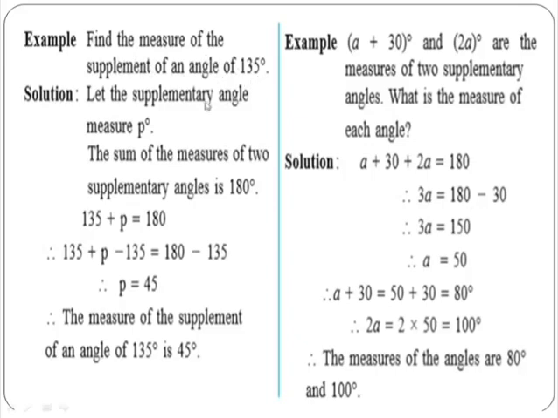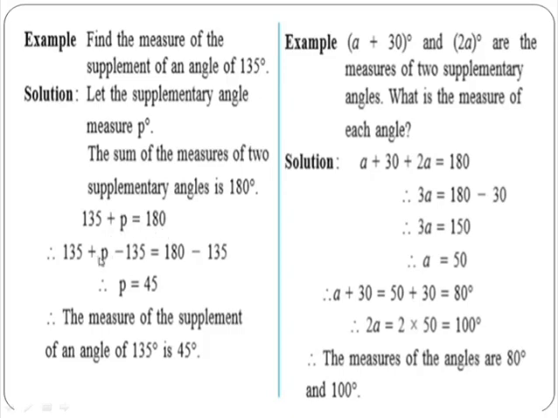Children, already you have learned how to find the complementary angles. Here we are going to learn how to find supplementary angles. First we will write the given part, that is the given angle is 135 degrees. We will consider the supplement of the given angle by any alphabet. Here it is taken as P degrees. Now we will write the property: the sum of the measures of two supplementary angles is 180 degrees. So from there we will get the equation 135 plus P is equal to 180.